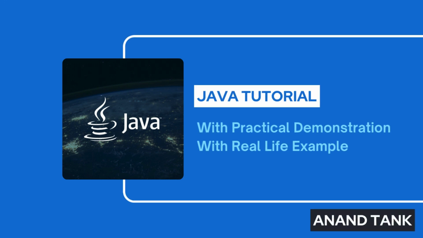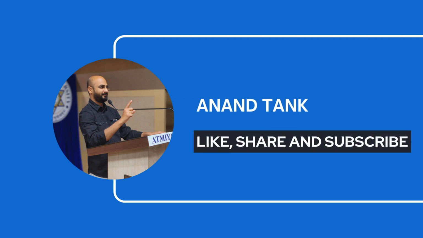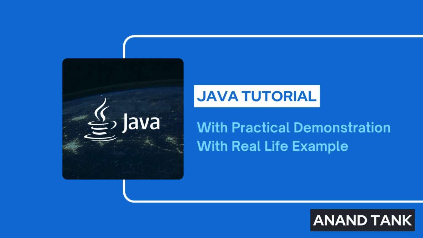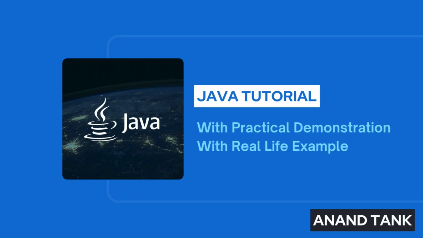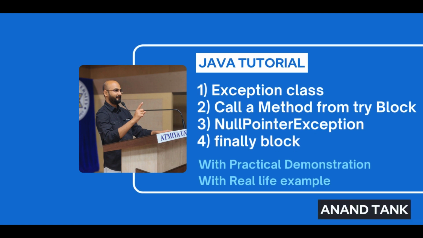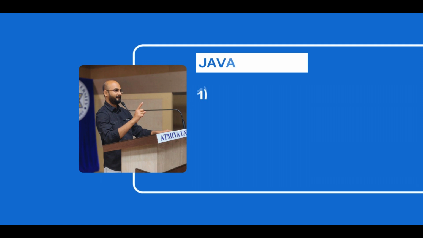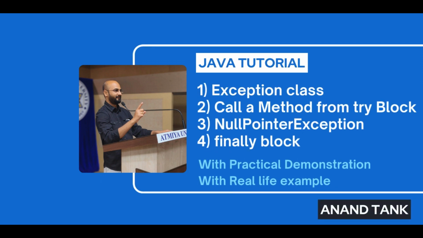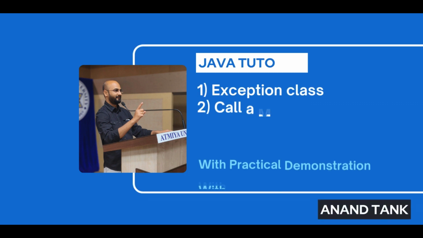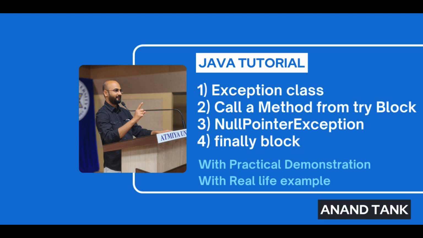In this video series, we are learning the Java programming language with practical demonstration. In the previous video, we learned about array index out of bounds exception and multiple try with multiple catch in one Java file. Now, in this video, we will learn about exception class, calling a method from a try block, null pointer exception, and finally block practically. This is the third part of the exception handling.